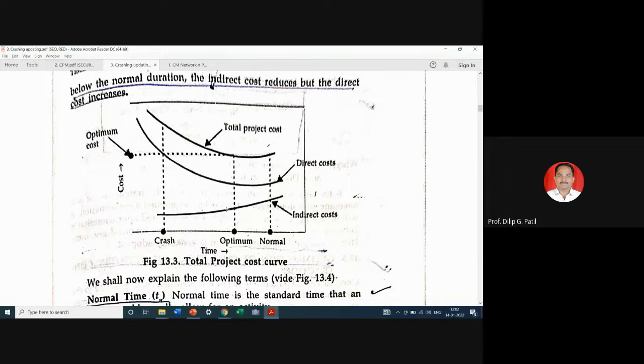Okay. So if we add these two curves, we will find that as this is increasing, direct cost is increasing. If we try to reduce the project duration from the normal duration by crashing, direct cost will increase, but indirect cost will reduce.